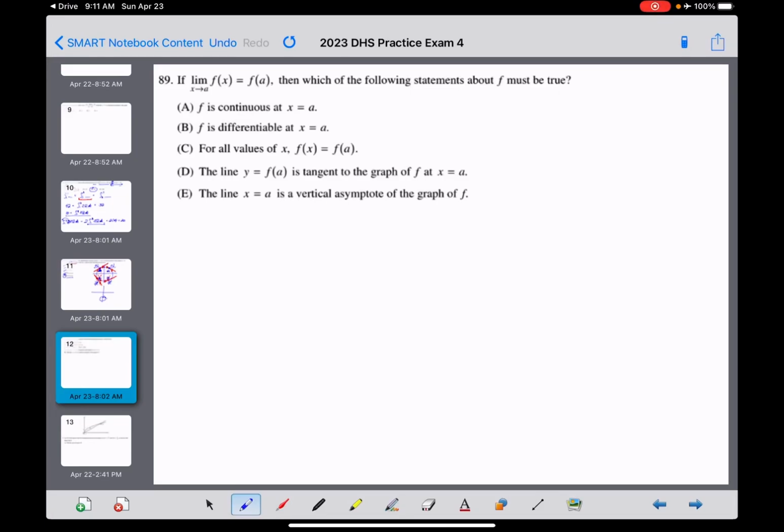Number 89 here looks like it's taking us back to some of our definitions of limits and continuity and differentiability back in Chapter 2 and Chapter 3. So what do we have here, guys? The limit as x approaches a of our function is equal to f of a. Now this is kind of what would happen in a quote-unquote normal case, guys.